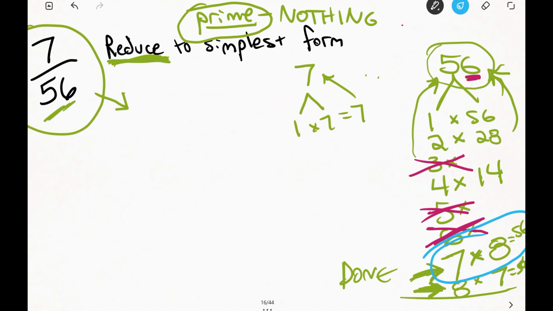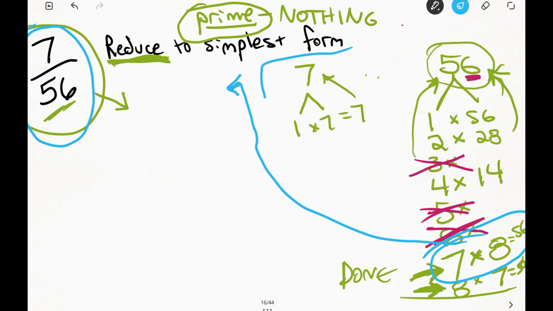Okay, now let's go back to the original problem. What the heck were we doing again? I forgot, because we are over here doing factoring. Oh, okay, so it's 7 over 56 and we need to reduce that. We did the factoring for 7, and since 7 is a prime number, the only things that can go into 7 are 1 and 7. But fortunately, 7 also goes into 56. It goes into 56 8 times.